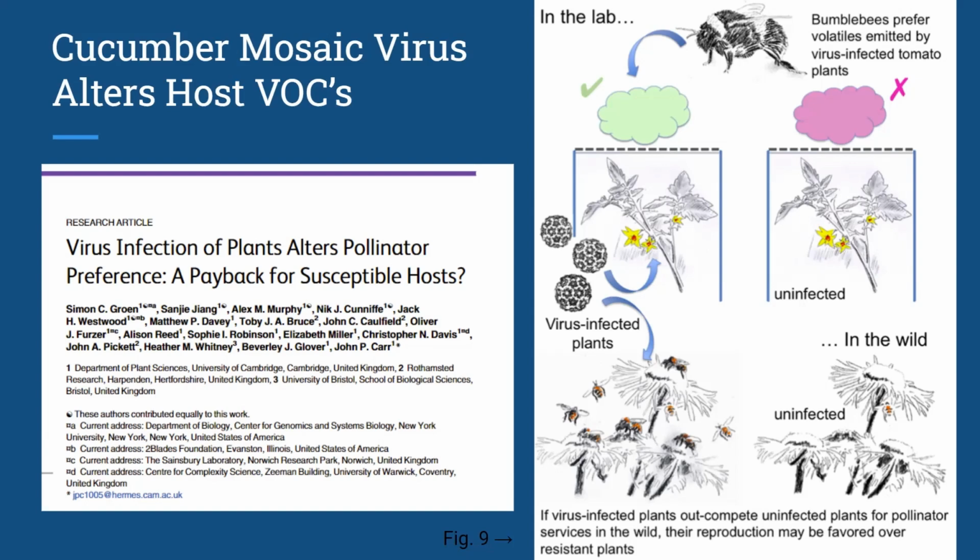In this paper, several experiments were done to determine the differences in the amount and type of VOCs produced by the infected plants and determine the bees' preference for infected plants versus healthy plants. The authors hypothesized that the difference in VOC production would attract pollinators to infected plants, increasing the plant's reproduction and partially compensating for the negative impact of infection on their fitness.